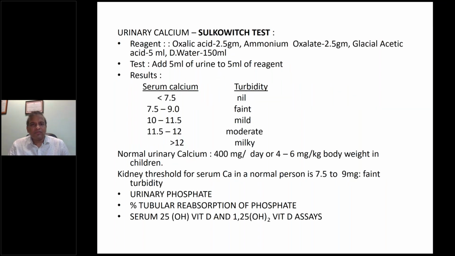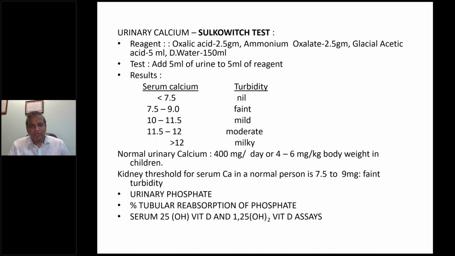So we can think of getting a urinary calcium test, the Sulkowitch test. Normal urinary calcium is 400 milligram per day, or when there is a kidney threshold for serum calcium of 7.5 to 9 mg, there will be faint turbidity in this test. But these are rarely used. You just need to remember the name, Sulkowitch test.